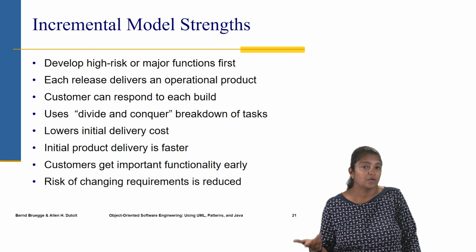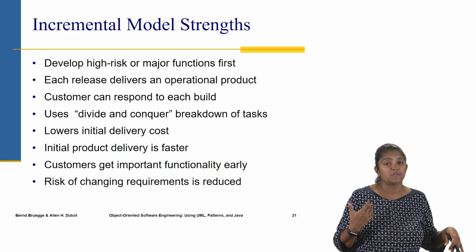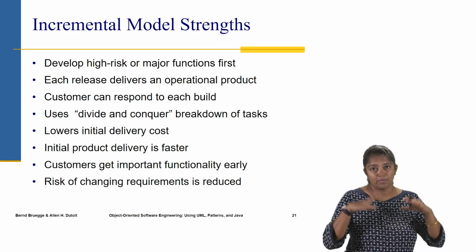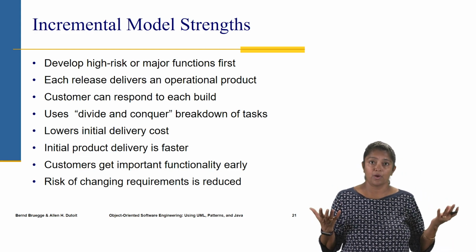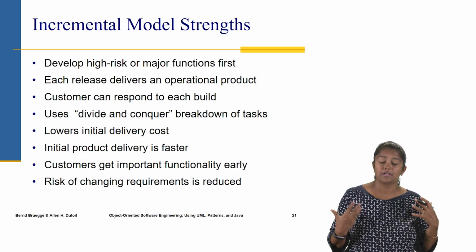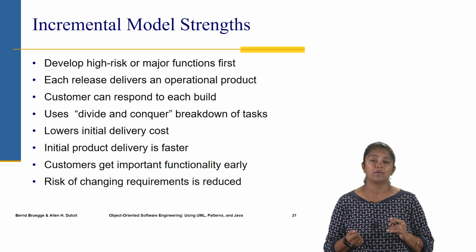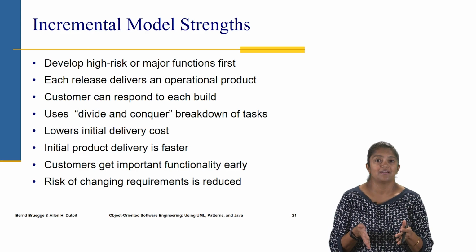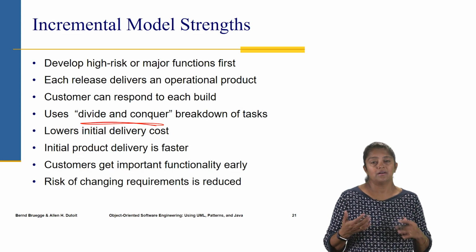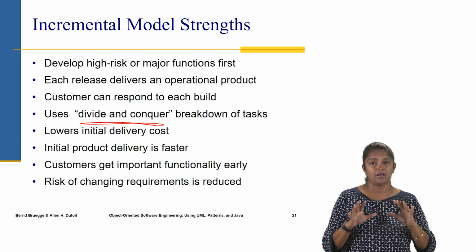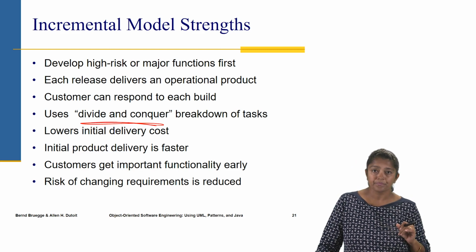And it's good that the high risk ones are developed first, so if there's some issues, then we're not spending all the money and resources into building the entire system up front. Each release is delivering an operational product. So there is an operational product at the end of every increment. The customer can use it and provide feedback on it. So it is actually using that divide and conquer technique that we discussed earlier. We're able to break down the entire development into tasks and deal with one task at a time.